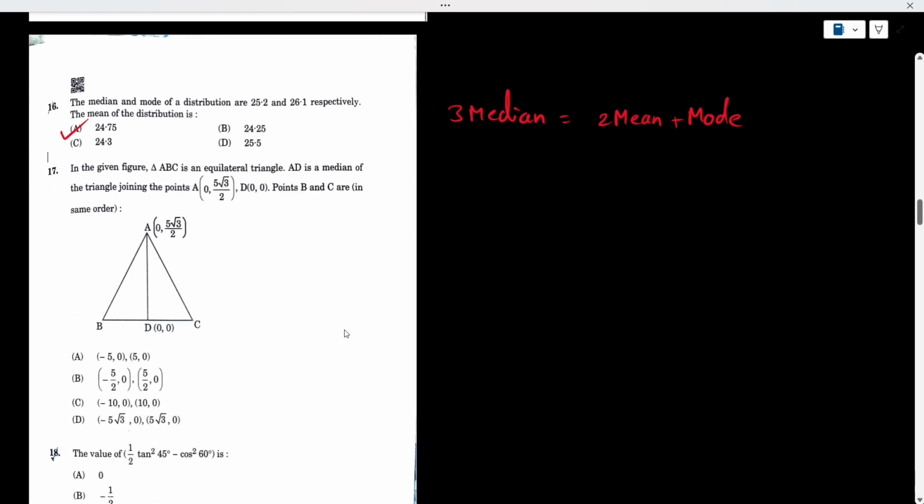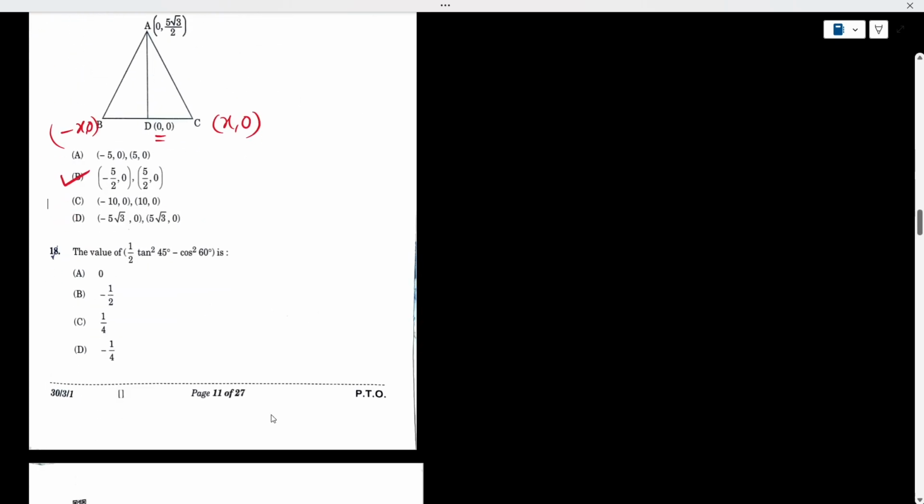Here, then the next question, 17th question here, it's a good question. It is based on, it's given ABC as an equilateral triangle, AD is the median. So how are you going to solve it here? You know that 0, 0 means it will be origin. So it is on the straight line. So it will be minus x comma 0, x comma 0. And if you use distance formula, you'll get the answer. And the answer will be option number B, minus 5 by 2 comma 0 and 5 by 2 comma 0.